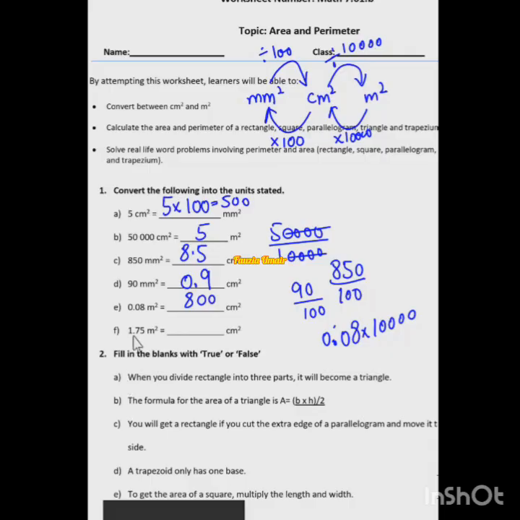Then 1.75 meter square to centimeter square. 1.75 multiplied with 10,000. 175,000, with how many zeros? 2 zeros. So it is basically 17,500, right? Yes, ma'am. All right.